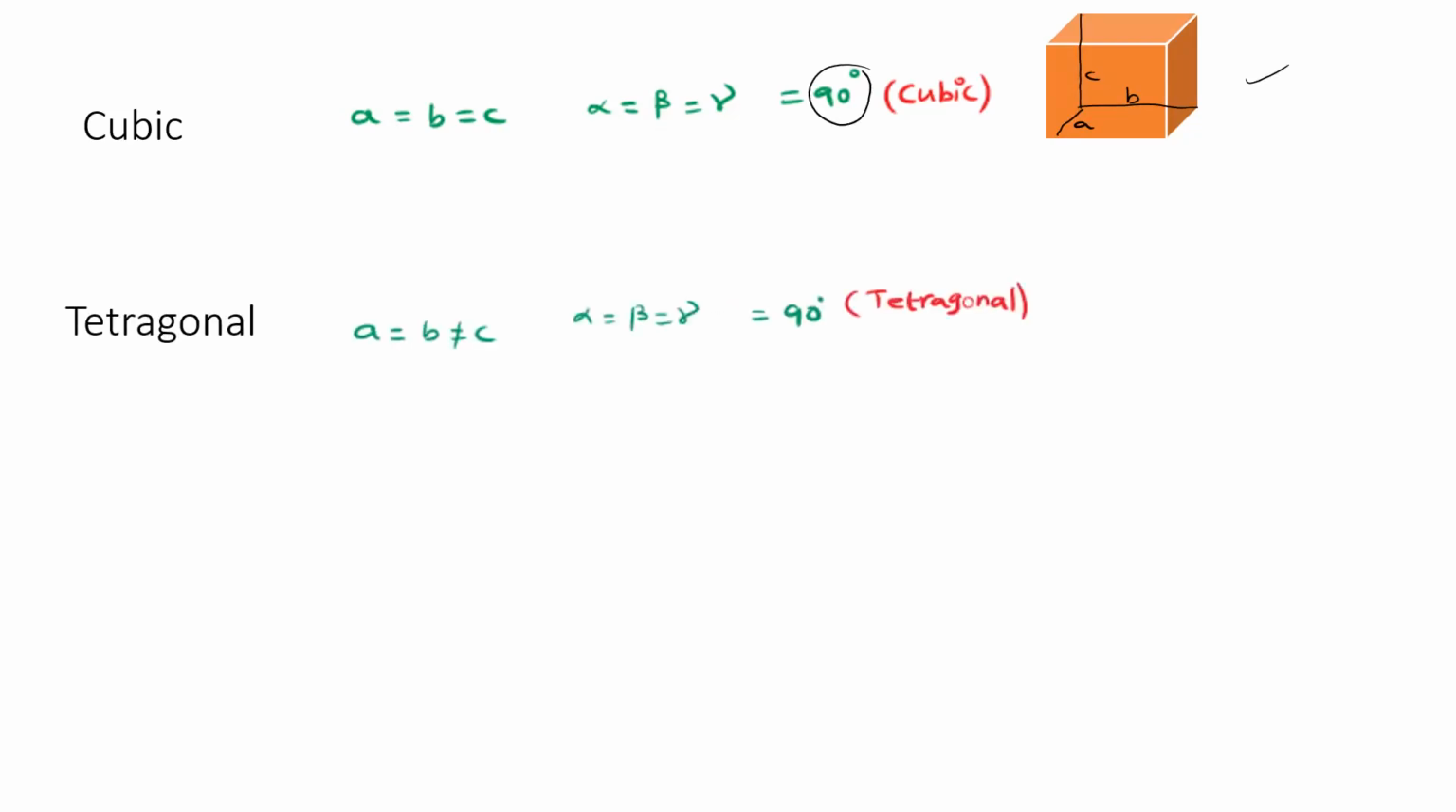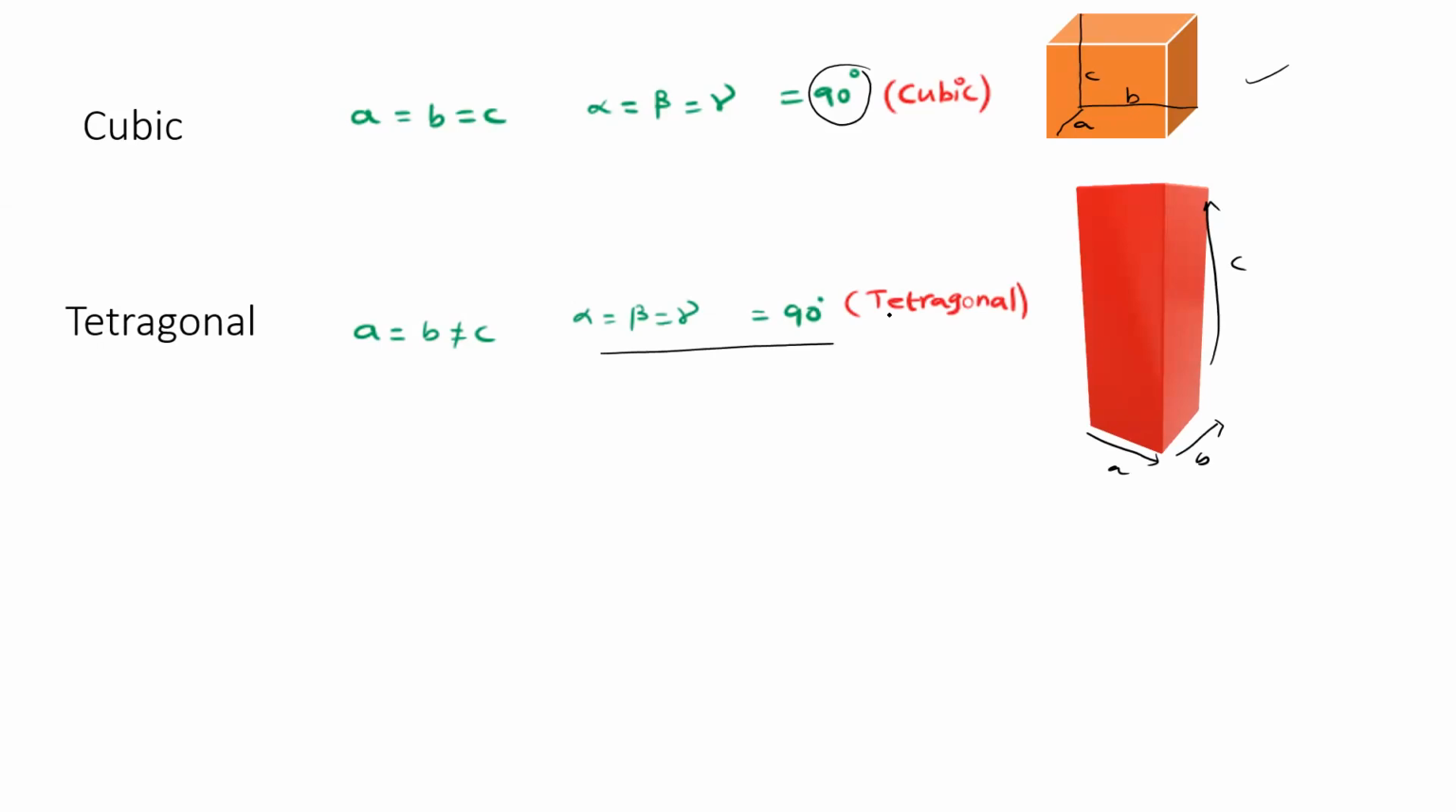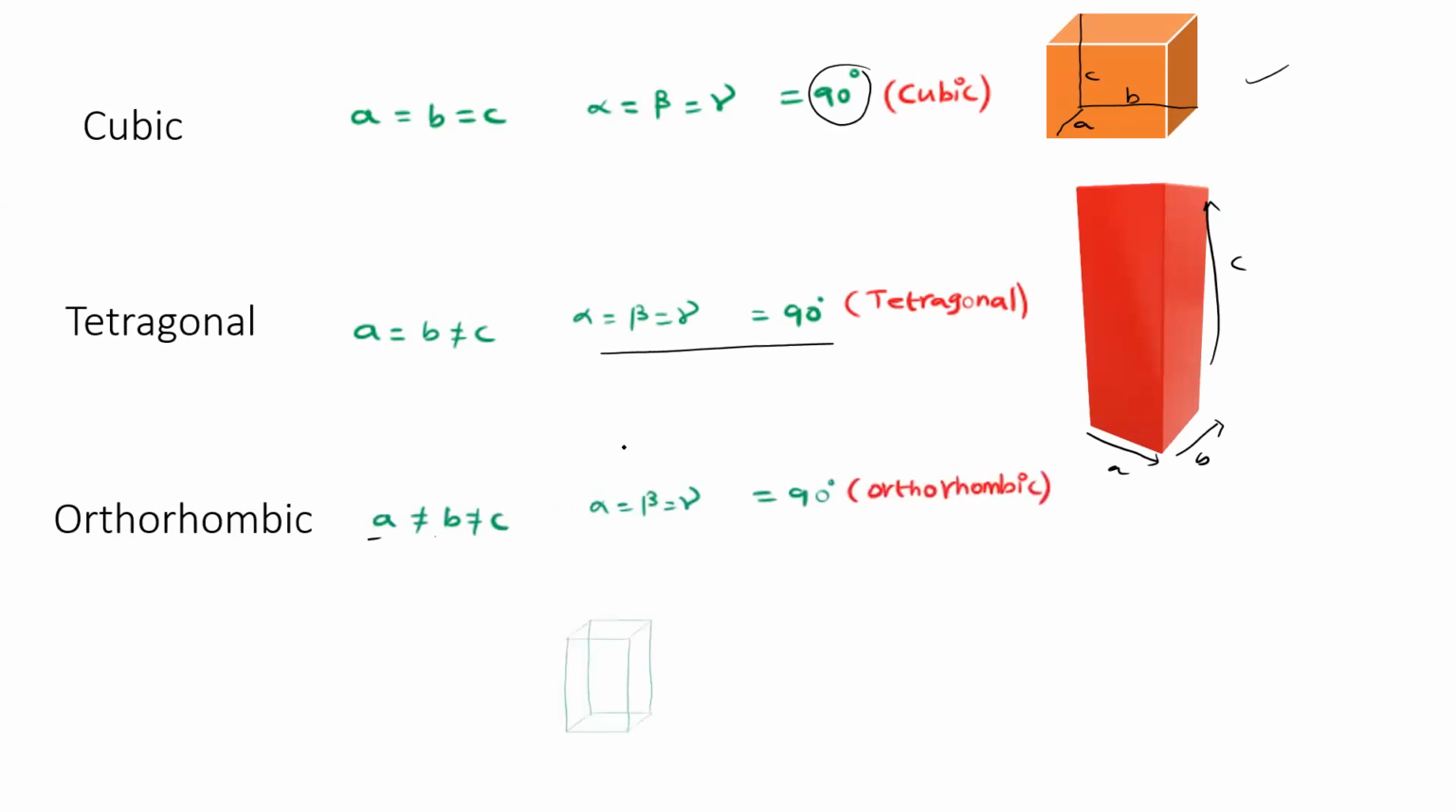Tetragonal: A equals B, but B is not equal to C. So consider this is A and this is B, and the entire height is C. A equals B but not equal to C, and alpha, beta, gamma equal 90 degrees. Then it is called tetragonal. Orthorhombic: here A not equal to B not equal to C, but the angles between them are equal to 90 degrees.